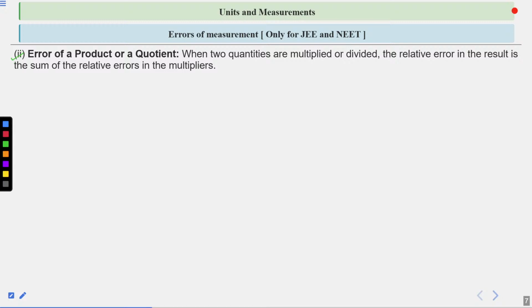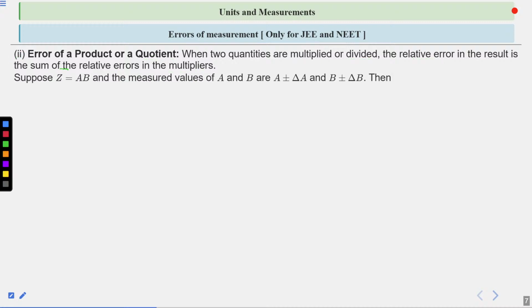Second is error of a product or a quotient. When two quantities are multiplied or divided. Suppose we have two quantities and we want to multiply or divide. In that case, the relative error in the result is the sum of the relative errors in the multipliers.